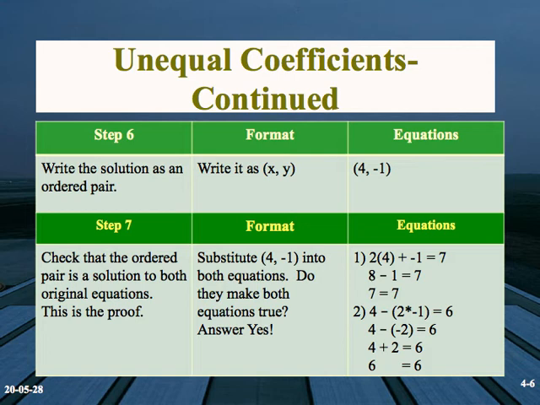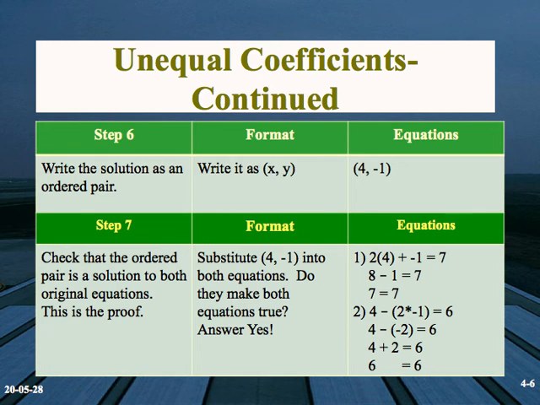Then check that the ordered pair is a solution to both original equations. This is called the proof. Substitute 4, negative 1 into both equations. Do they make both equations true? The answer, yes. Equation 1, 2 times 4 plus negative 1 equals 7. 8 minus 1 equals 7, and 7 equals 7. Both sides are the same.